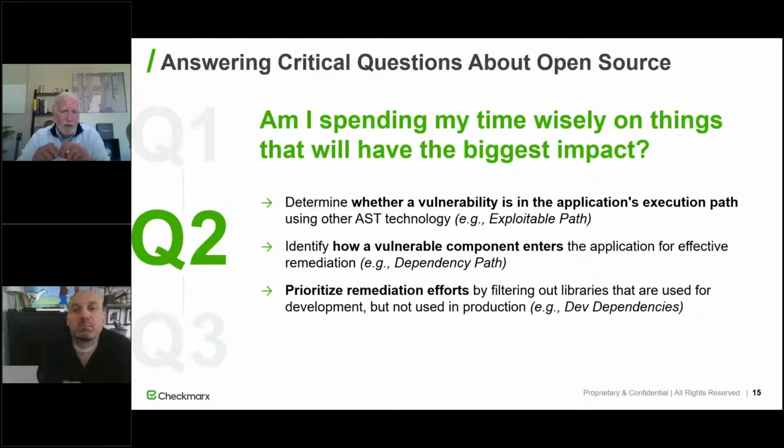The third one as well is prioritizing remediation efforts by filtering out those libraries that are used for development but are not used in production. We call those dev dependencies. And I think James might be just touching on these real lightly in the second half of this presentation.